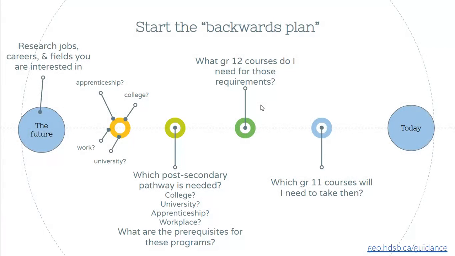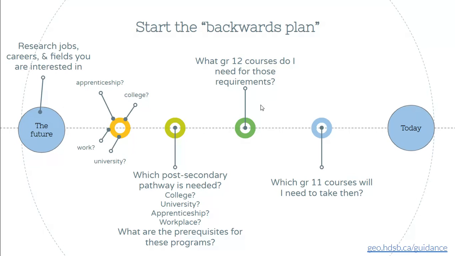This really starts with the backwards plan. So what we ask our grade 10 students is that they research jobs, they research careers, or even just general fields of study, fields of interest that they might be interested in down the line, in the future. And then think about, well, how do you get there? Is it through an apprenticeship or college, work, or university? So if that's the way to get there, what is the actual pathway that's needed?